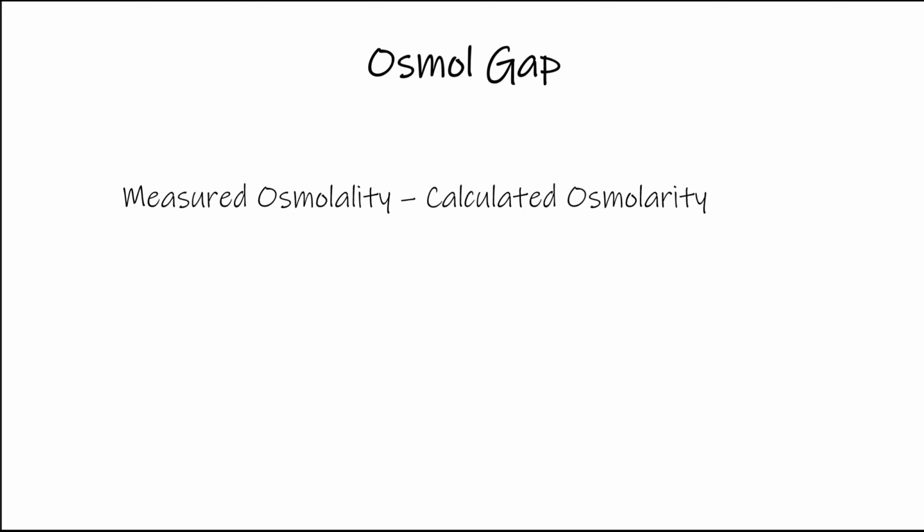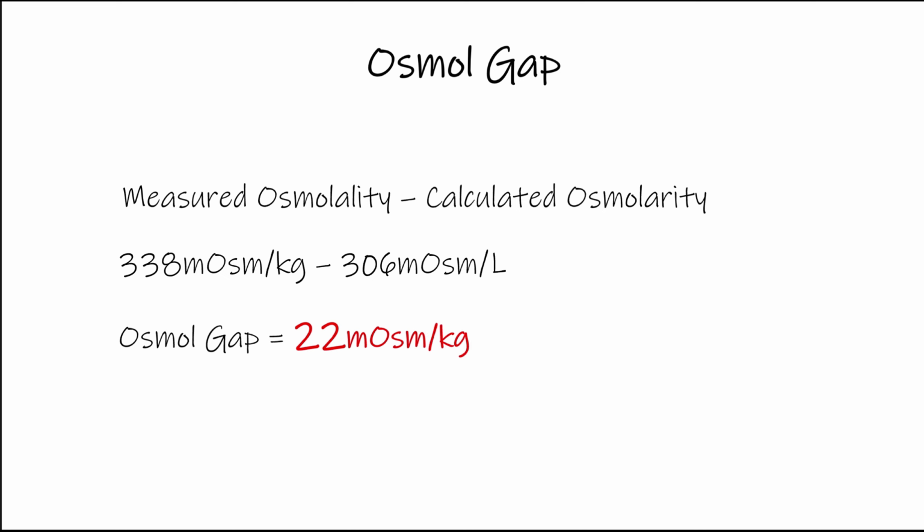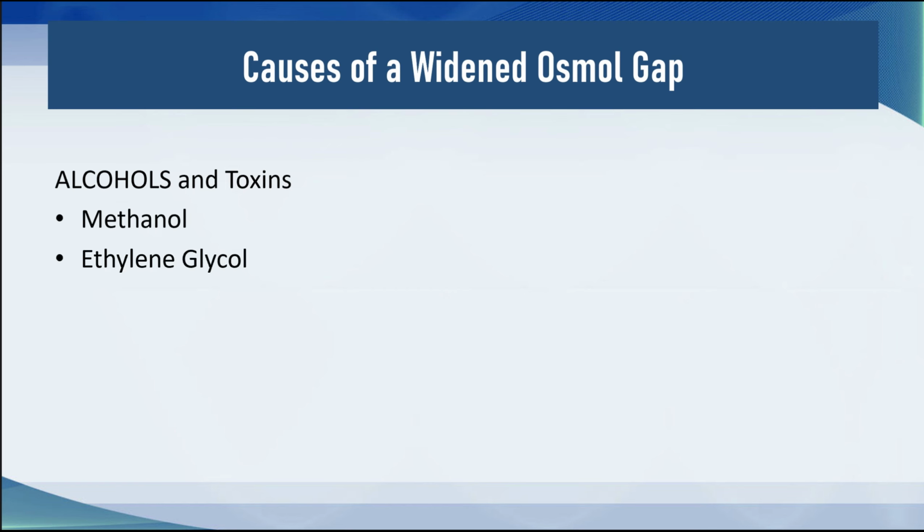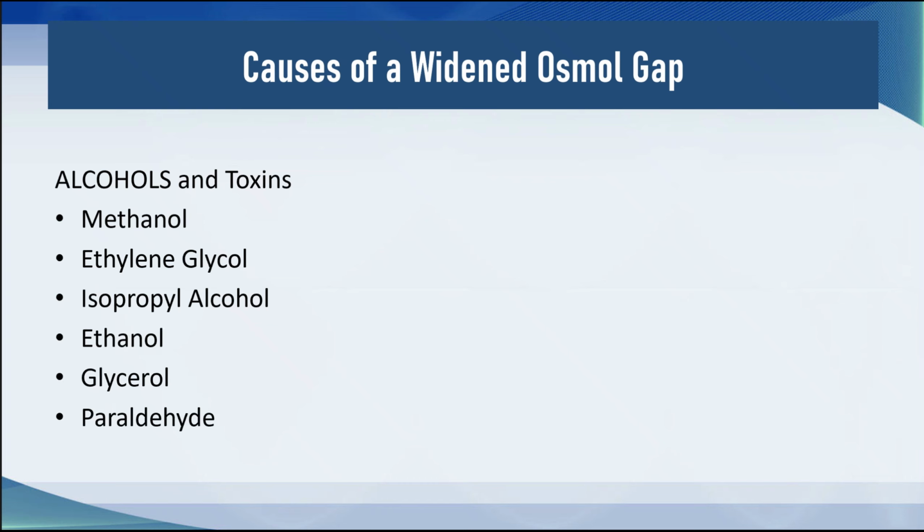And the osmol gap is the measured osmolality minus the calculated osmolarity. And that's 338 milliosmoles per kilogram minus 306 milliosmoles per litre. And that gives us an osmol gap of 22 milliosmoles per kilogram. So what causes a widened osmol gap? The most common things are alcohols and toxins, particularly methanol, ethylene glycol, isopropyl alcohol, ethanol, glycerol, and paraldehyde.